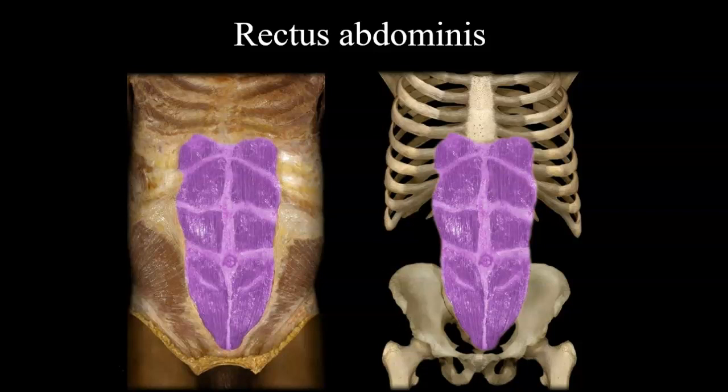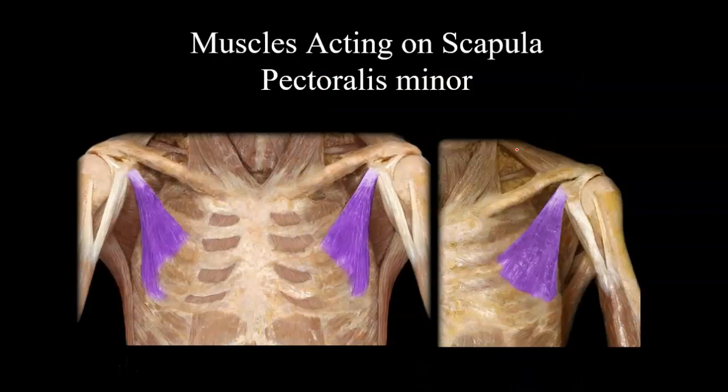You can see it comes down here and attaches to the pubic bone, and it comes all the way up and attaches to the sternum as well as a number of the ribs, all up and through here. Again, this functions to flex the torso, kind of pulls the torso downwards. That's what the rectus abdominis muscle achieves.